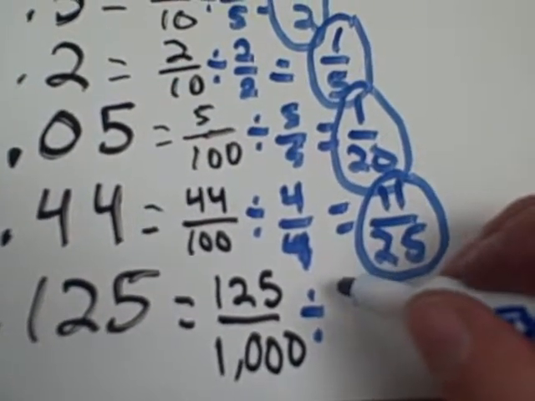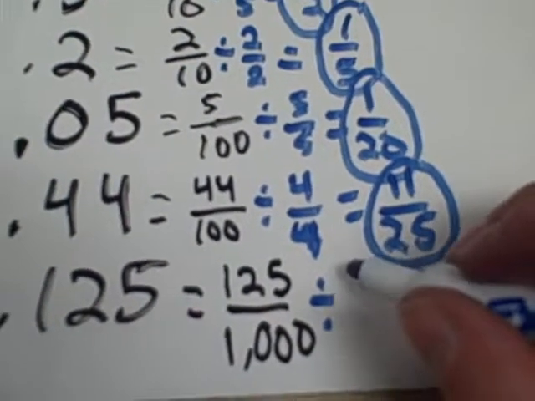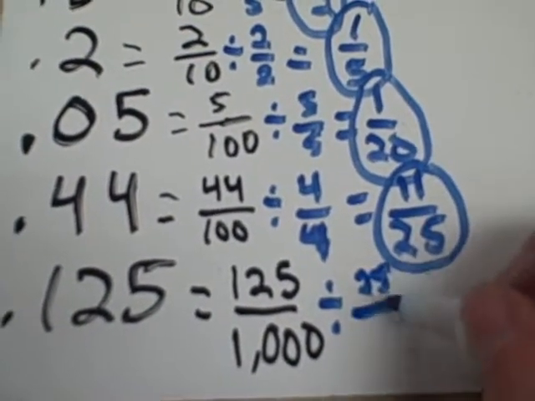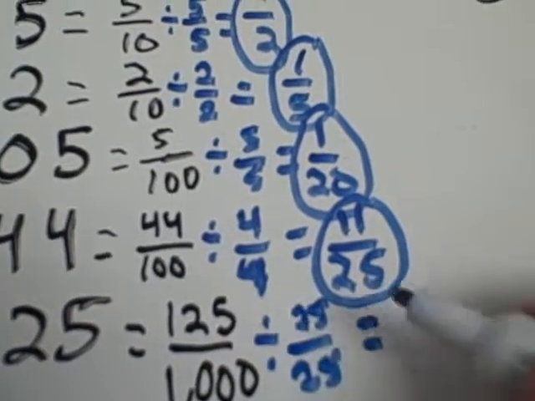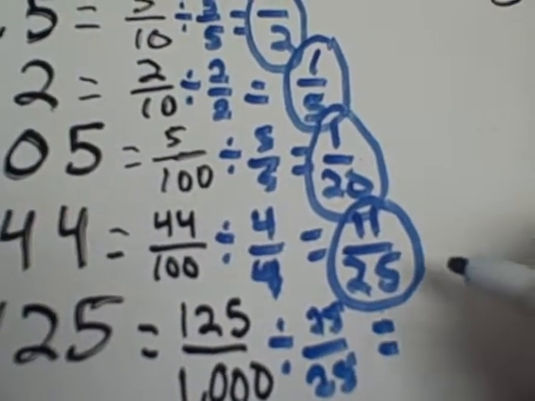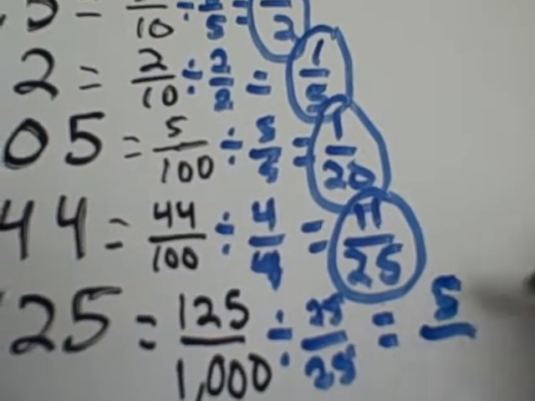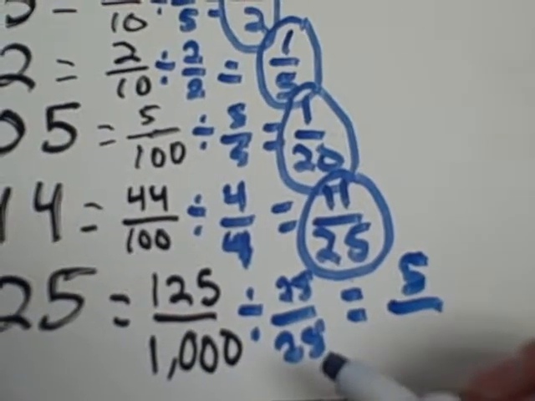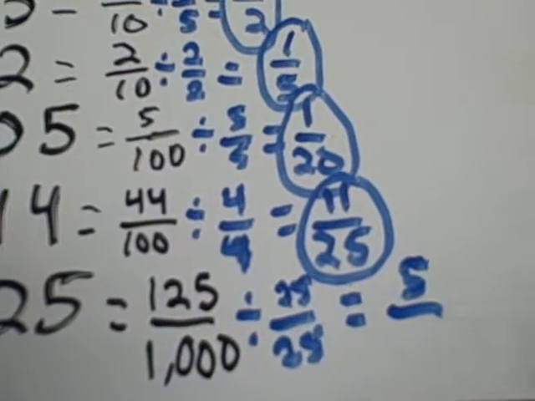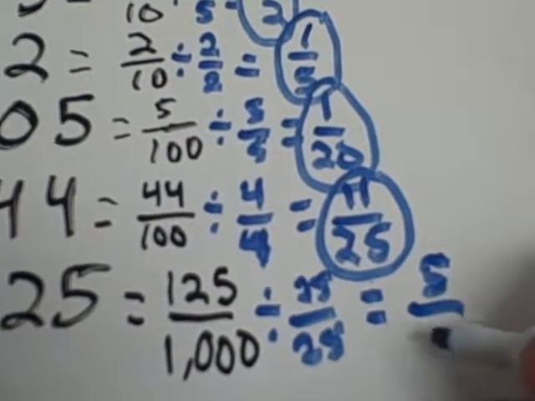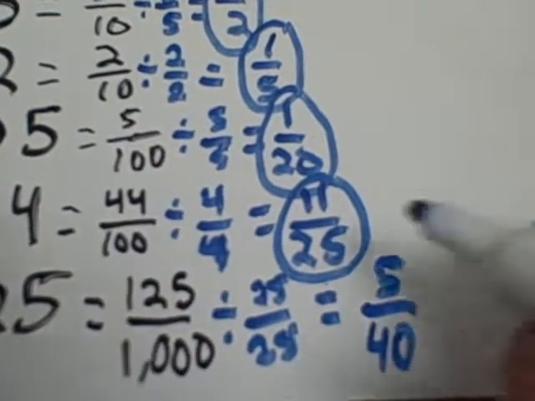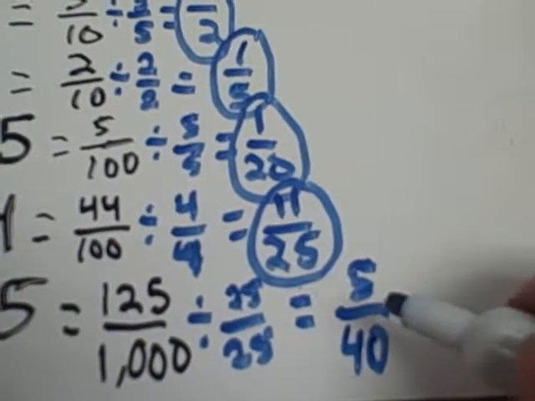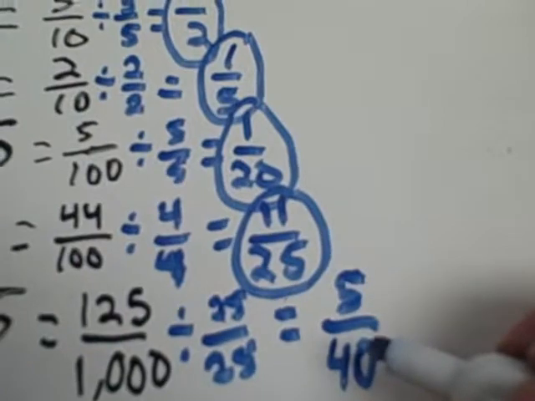I believe I can divide both of those by 25. 25 on the top and 25 on the bottom. 125 divided by 25 equals 5. 1,000 divided by 25 equals 40. Oh, look at this. This isn't simplified. I've got to get this to simplest form.